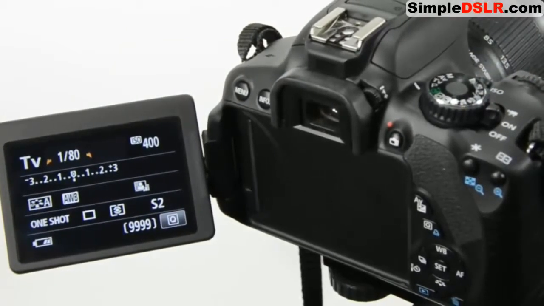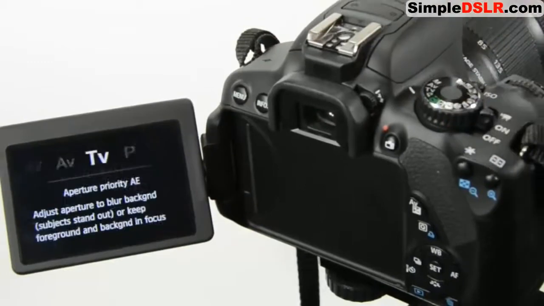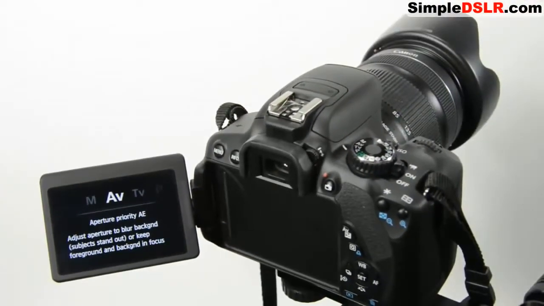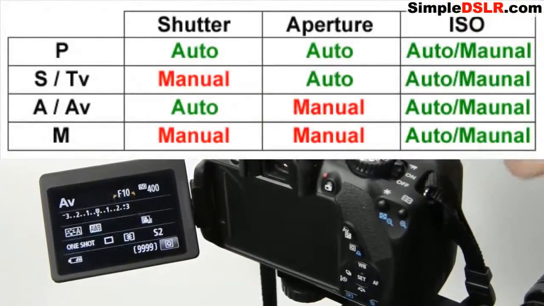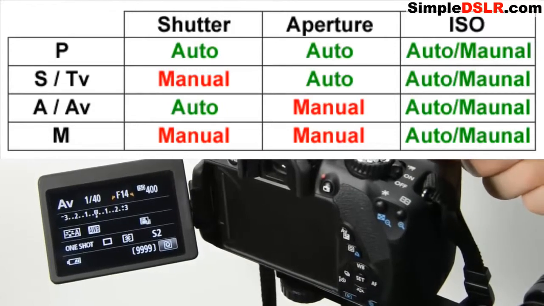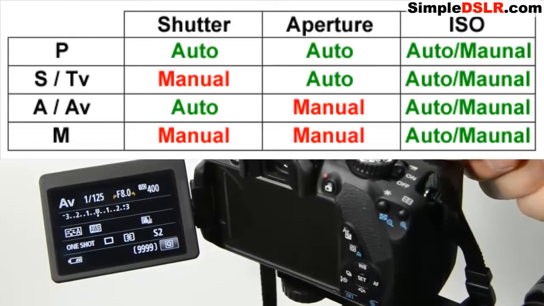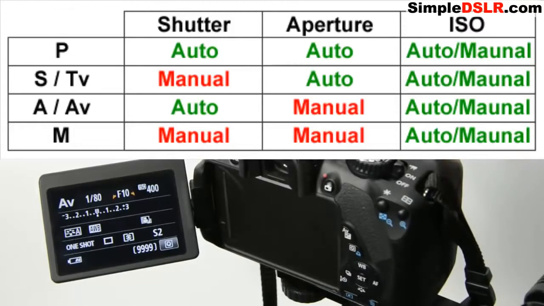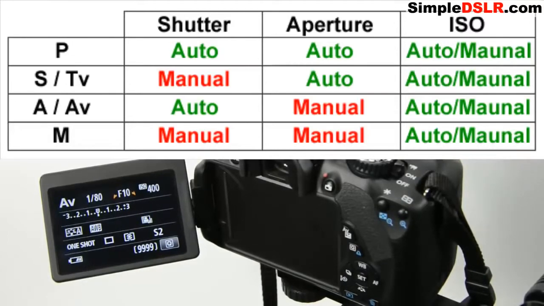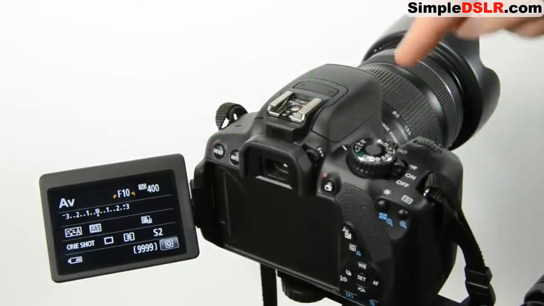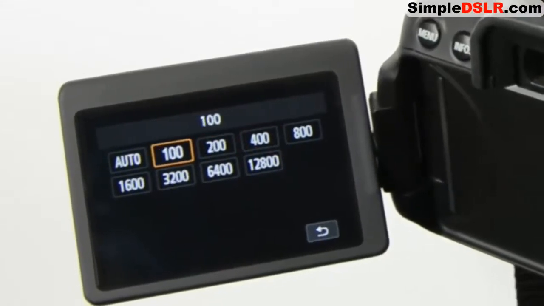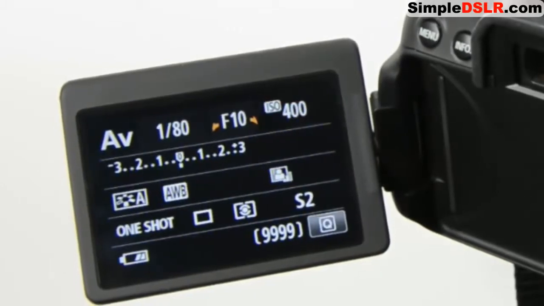The other priority mode, AV for Canons or A for Nikons, the aperture priority mode, does the same thing but for the aperture. You take control over the aperture manually and the camera figures out shutter and ISO automatically for you. Now be aware that on some cameras the ISO setting is not automatic unless you put it in automatic mode. So check your manual to see if your camera has a fully automatic ISO setting or if you have to manually set that even if you're in one of the priority modes.